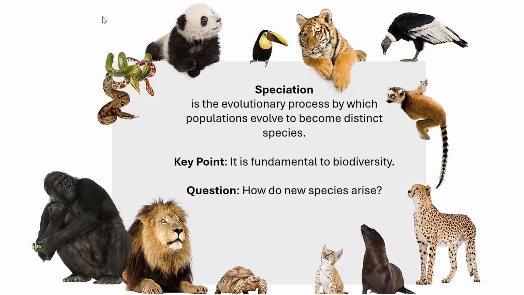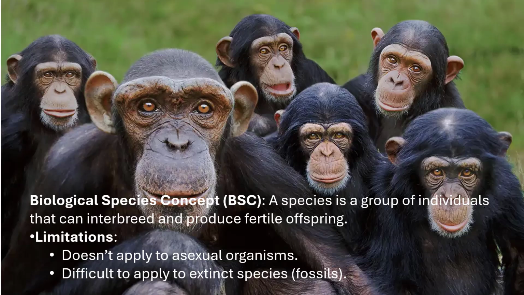So the question is, how do new species form? Before we understand how new species are formed, it's important to understand what species are. The biological species concept, or BSC, says that a species is a group of individuals that can interbreed and produce fertile offspring. The limitation of this definition is that it does not apply to asexual organisms because they cannot be defined on the basis of breeding, and it's difficult to apply to extinct species or fossils.